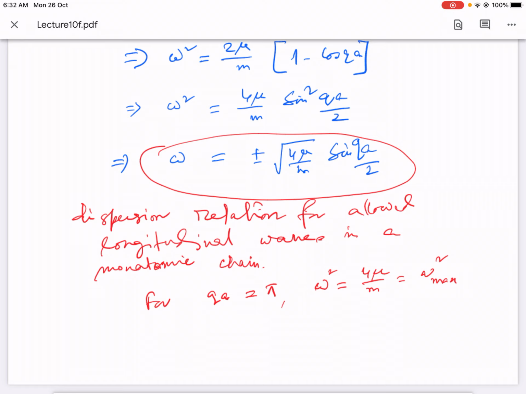Okay. So now let us consider this. q is the wave vector. Let's say qa is pi, which is where omega is maximum. Then omega square equals 4 mu by m, which is the maximum value of the frequency, so I am writing this omega square as omega max square. That means at qa equal to pi, or wave vector equal to pi by a, we get the maximum frequency corresponding to that wave vector.